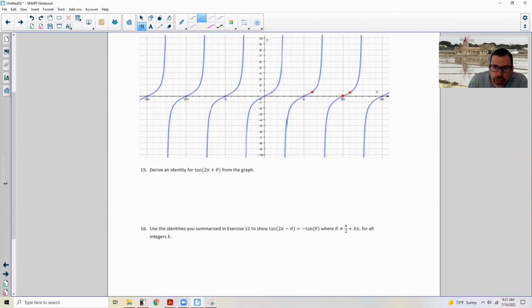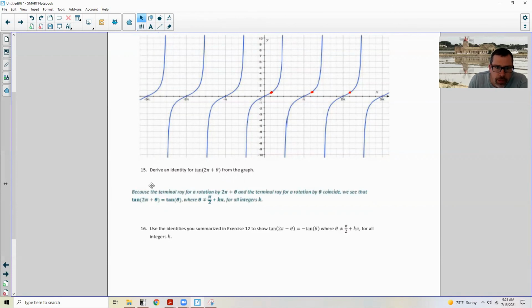And if we went over further right here, so in other words, get rid of the 2 pi, then the tangent of theta would be here. The tangent of pi plus theta is here. The tangent of 2 pi plus theta is here. Let me get rid of this dot. Okay, so what can we conclude from that? Because the terminal ray for a rotation by 2 pi plus theta and the terminal ray for a rotation by simply theta coincide, this one and this one, we see that the tangent of 2 pi plus theta equals the tangent of theta, where theta does not equal pi over 2 plus some constant times pi, for all integers k.